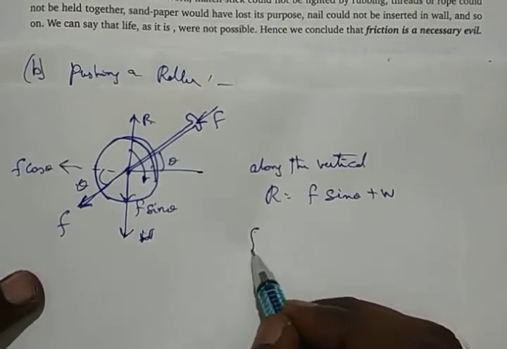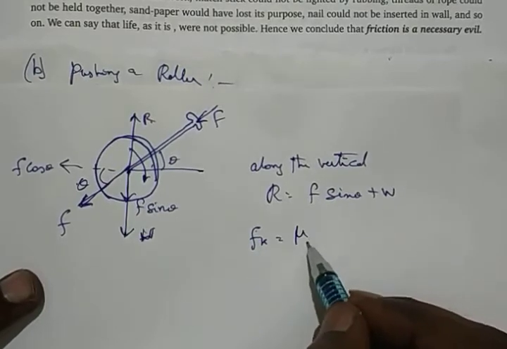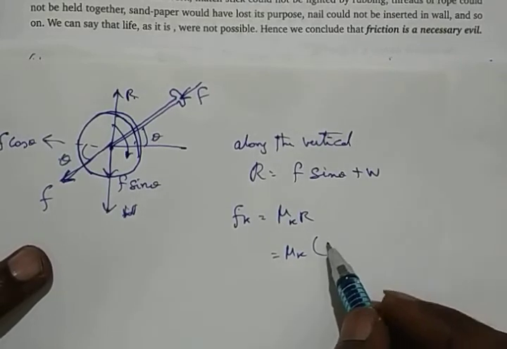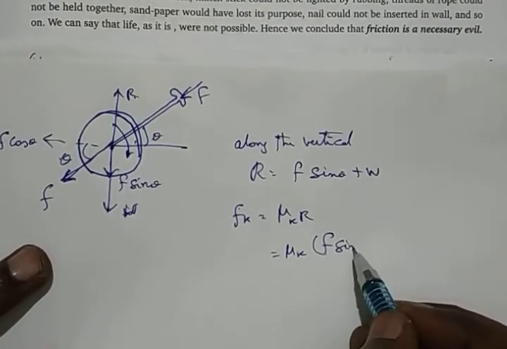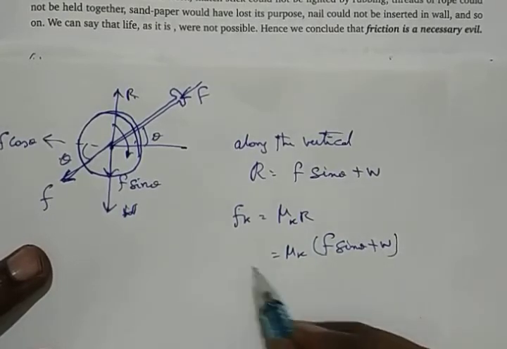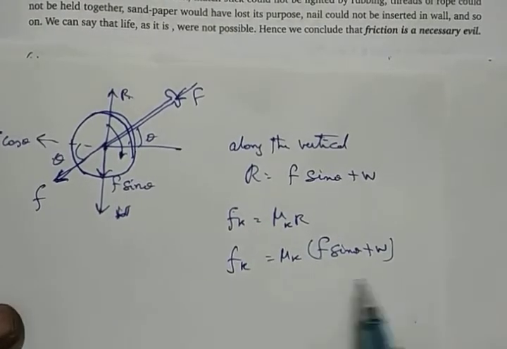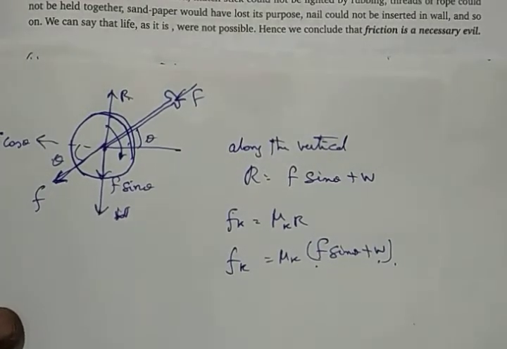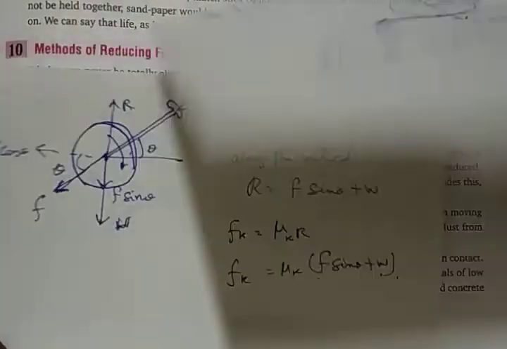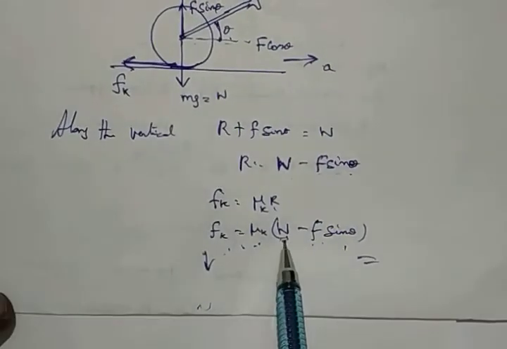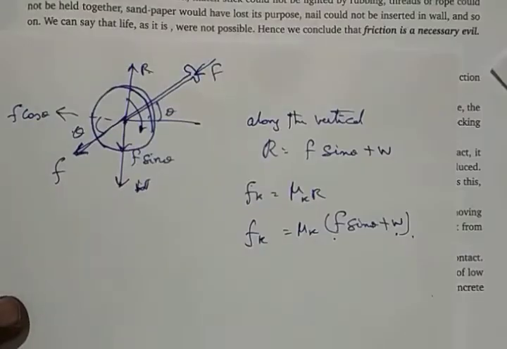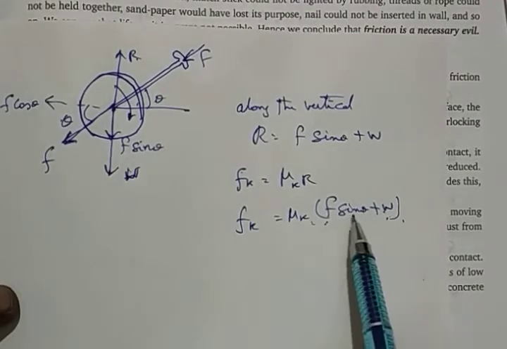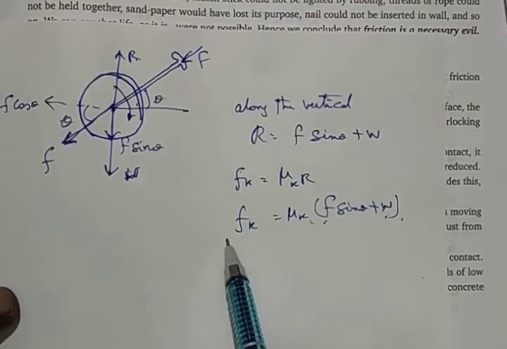So what is the frictional force? Fk is going to be equal to mu k into R. So mu k into R is this whole value, (F sin theta plus W). That is the frictional force. Now the frictional force is less or more? F sin theta is added to the weight. Look at the previous case. In the previous case the weight was subtracted by F sin theta, but here W and F sin theta are added. Because of this reason, the frictional force will be very, very high.